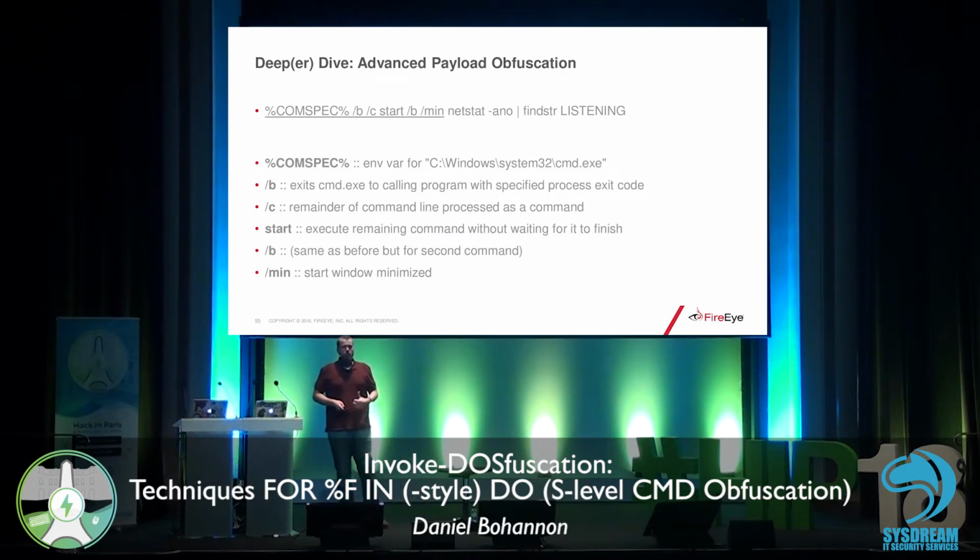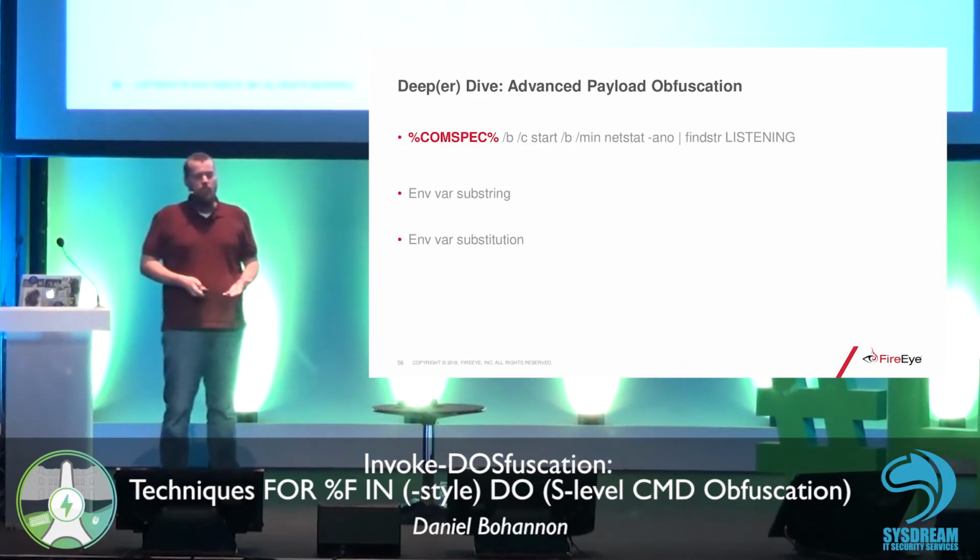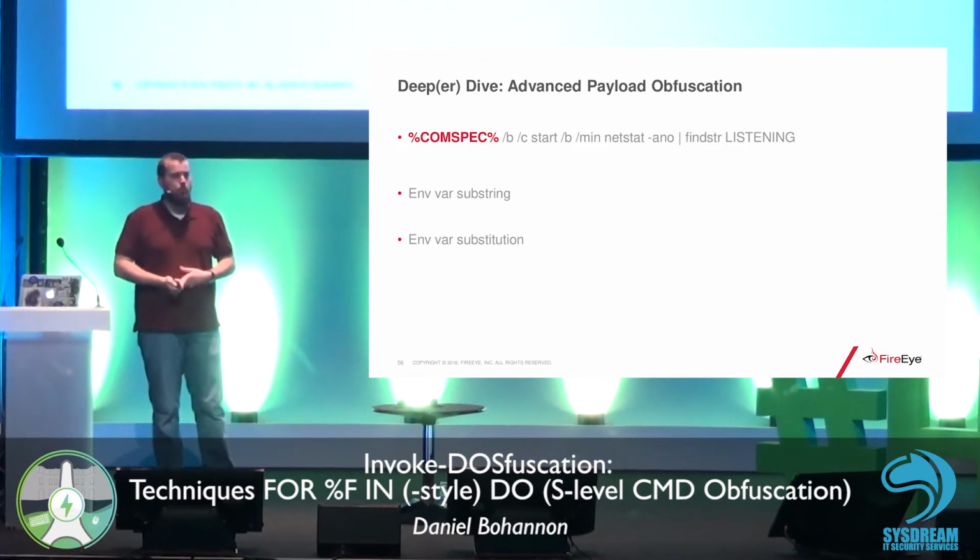So it's good to know what the arguments are. And sometimes you can just drop one of the variables and it still runs perfectly fine. So here's kind of a description of some of those variables. The one we want to focus on is ComSpec for right now. ComSpec is the path to C:\windows\system32\cmd.exe. So two ways that we can obfuscate this are using environment variable substring and substitution.